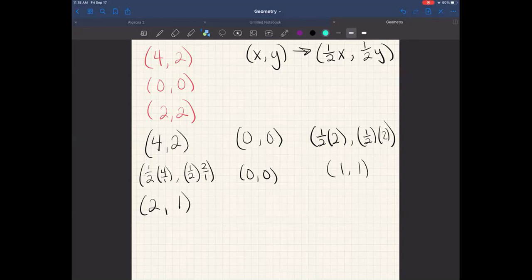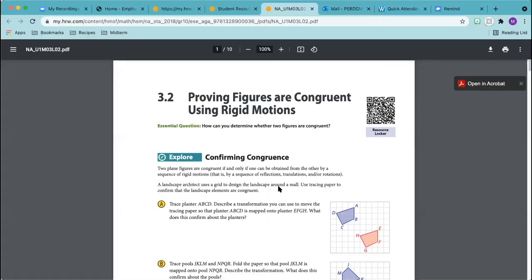So I'm going to go ahead and switch back to the book just so we can start looking at the next section. So remember, you only have one homework, which is page 106, 1 through 8, or whatever the online one was. I don't remember right now. But now we're going to talk about proving figures are congruent using rigid motions. So what does congruent mean?